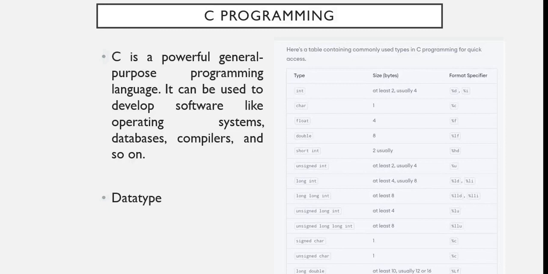In C programming, we first learned about data types. There are so many data types in C programming, like int, character, float, double, short int, unsigned int, long int, unsigned long int, signed character, unsigned character, long double, etc.